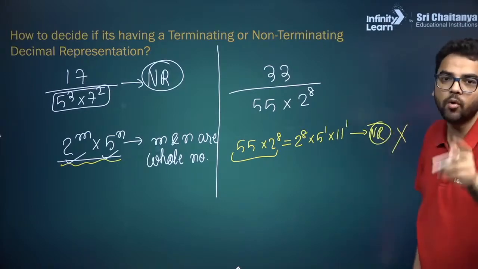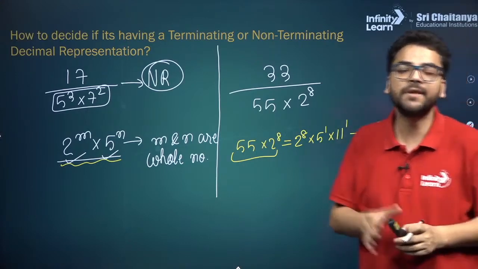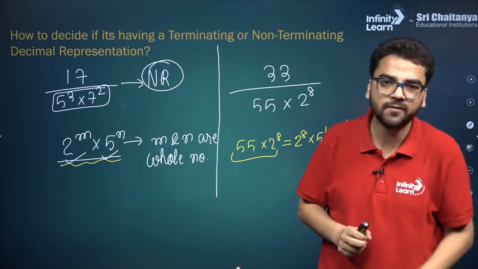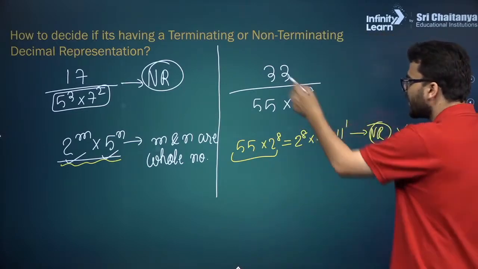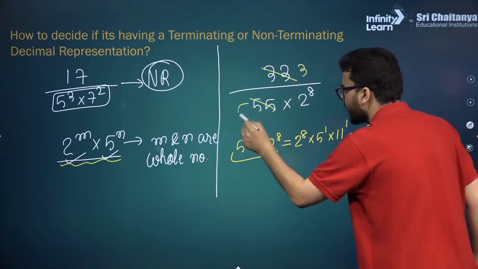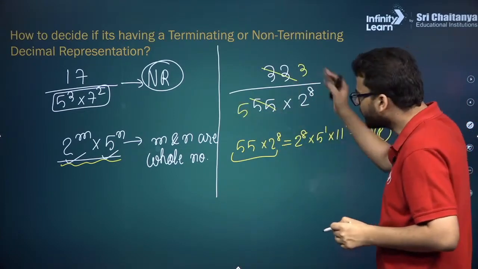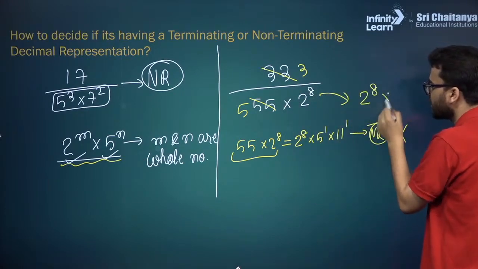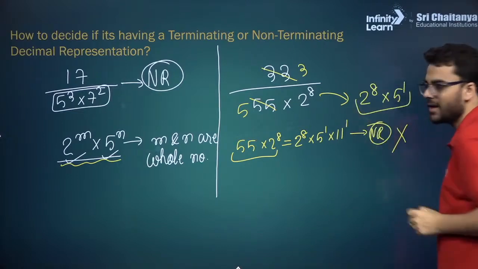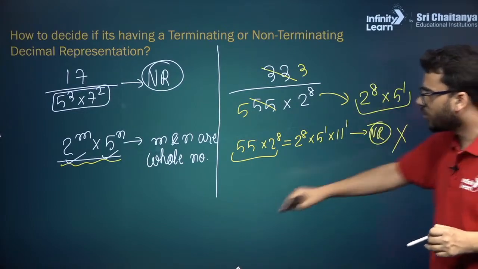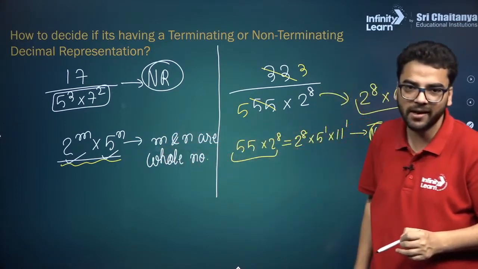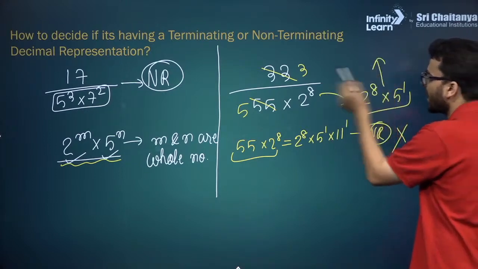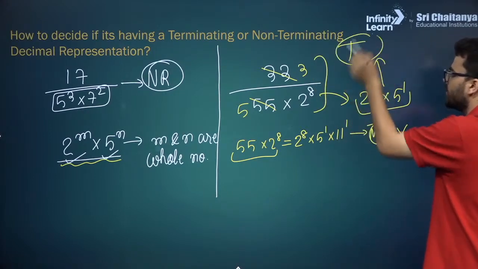Because you have to see one more thing. First, you have to simplify the numerator as well as the denominator. You have to take the rational number in the simplest form possible. You got it? So you see over here 11 3s are 33, 11 5s are 55. So first you have to simplify and then you have to see the denominator. So you see the denominator is 2 raised to the power 8, 5 raised to the power 1, or not? Tell me. So the denominator is of the form 2 raised to the power m, 5 raised to the power n, where m and n are whole numbers. You see 8 and 1, they are whole numbers. So this rational number will have a terminating decimal representation.